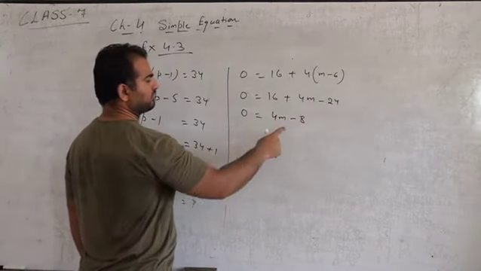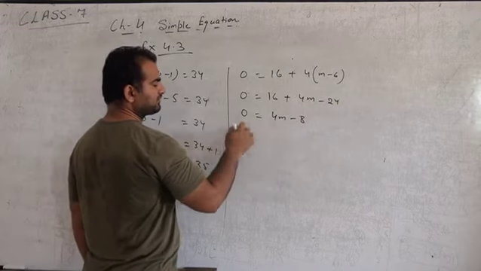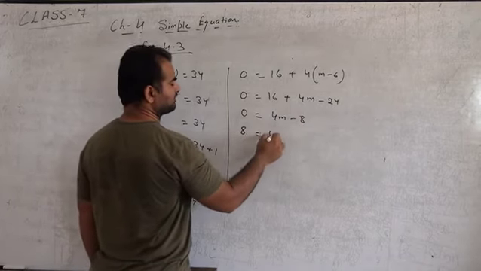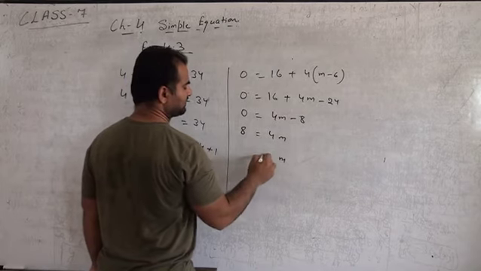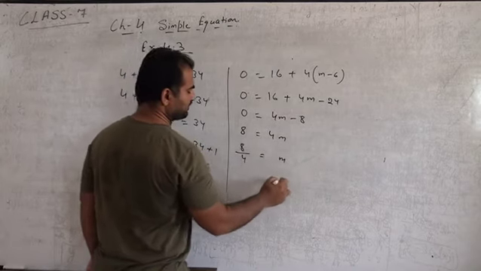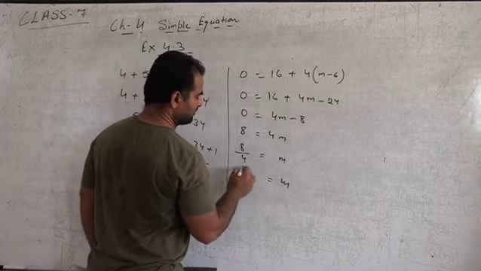So what we have to do, first of all, shift that 8 to this side. So 8 equals 4m and m equals 8 upon 4. So m equals 2. Answer.